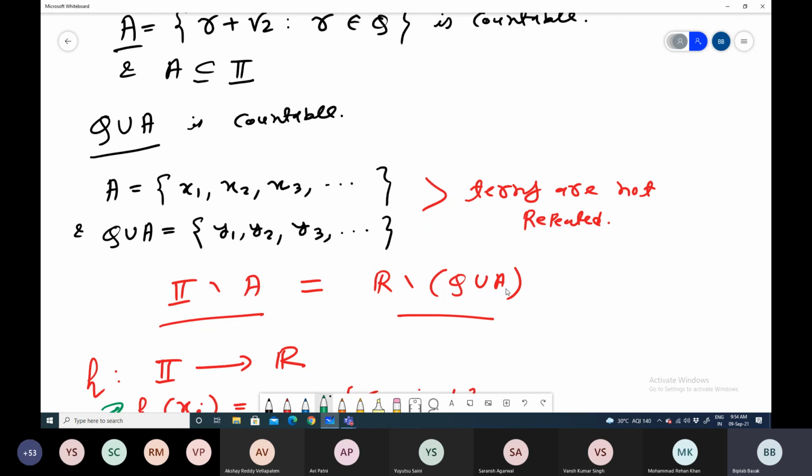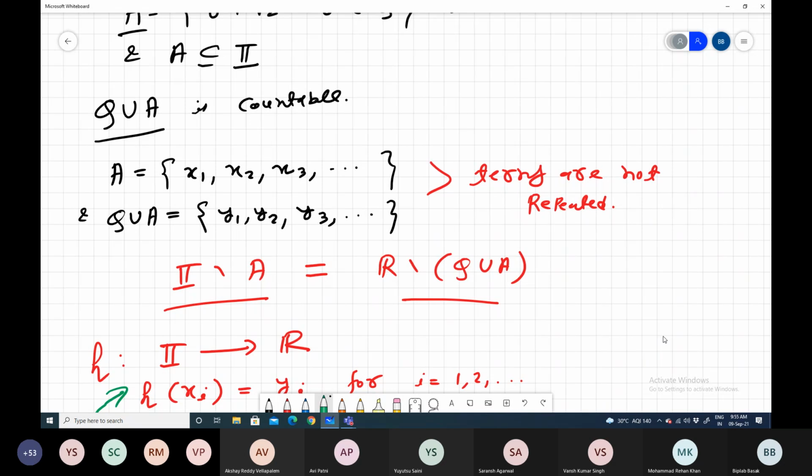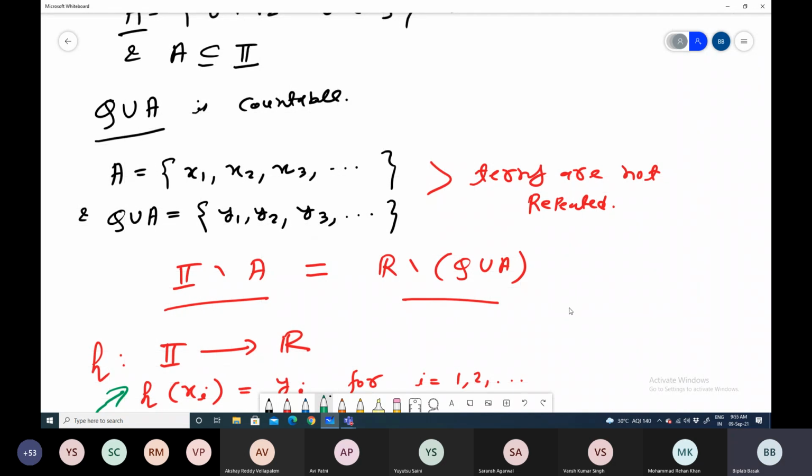Since Q and A are disjoint, this is actually the same as I minus A, which is R minus Q minus A, right? And R minus Q is just I, that is, the irrational numbers. You don't have to prove it; it is clear.